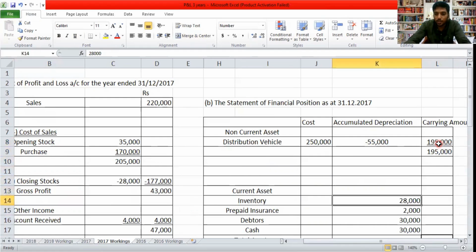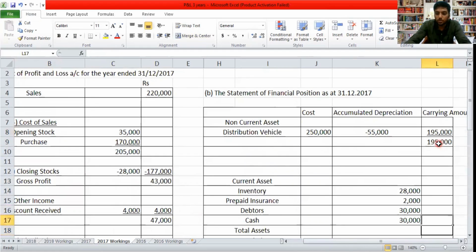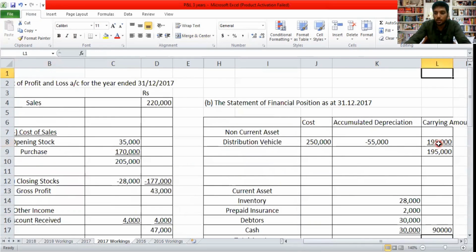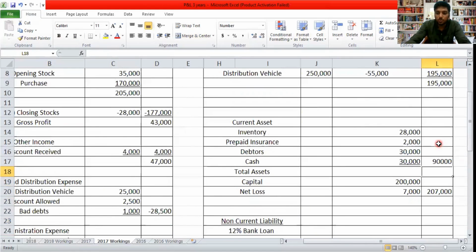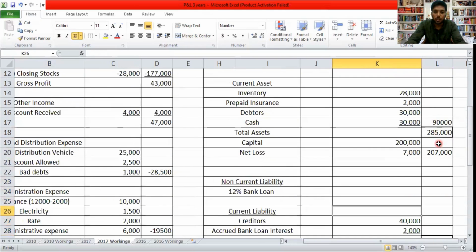Then you have current assets 28,000, 2,000, 30,000, 30,000, which will give you 90,000. So 90,000 plus 195,000 is how much? We are getting 285,000. I'm going to record 285,000. Then we move on to the next one. 200,000 plus 7,000 is 207,000. Bank loan, I forgot to record, so I'm moving on.